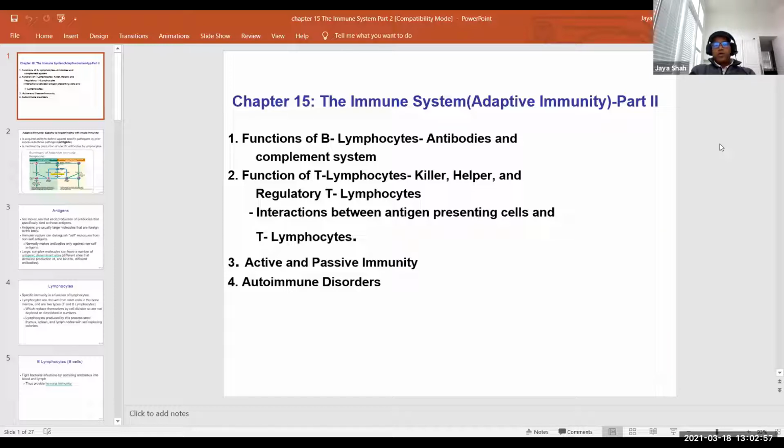Phagocytosis and other functions in killing the foreign microorganisms. So we're going to talk about the complement system. Then the function of T lymphocytes. In the T lymphocytes, we will talk about killer, helper, and regulatory T lymphocytes, and T lymphocyte interaction with antigen presenting cells, because T cells cannot recognize antigen without it being presented by some other cells. Then we will talk about active and passive immunity. Active means your body makes it itself, and passive means somebody else makes it, and then you use it.